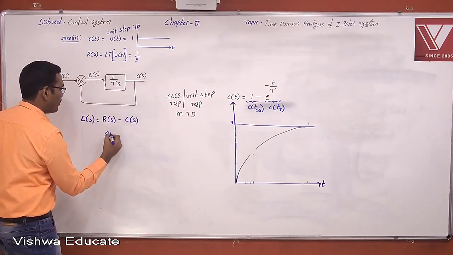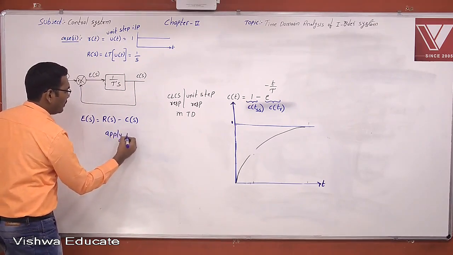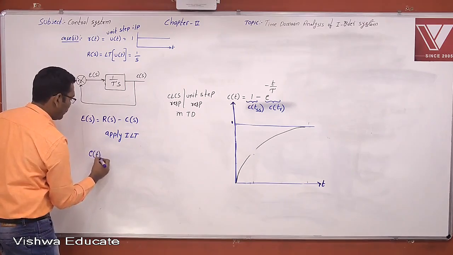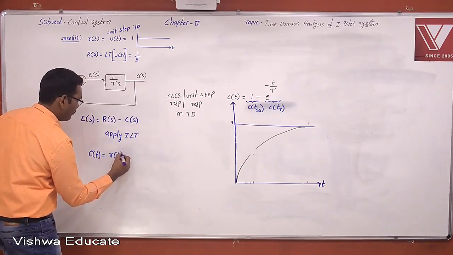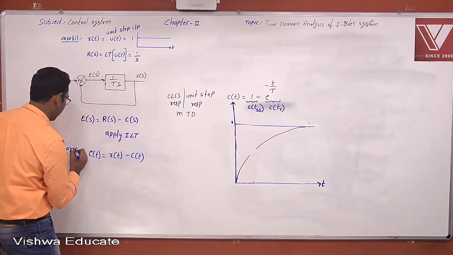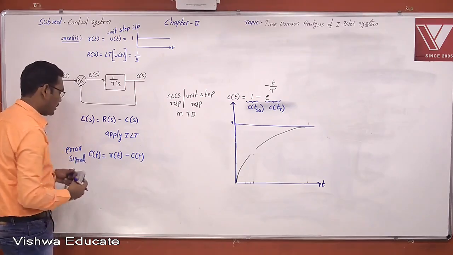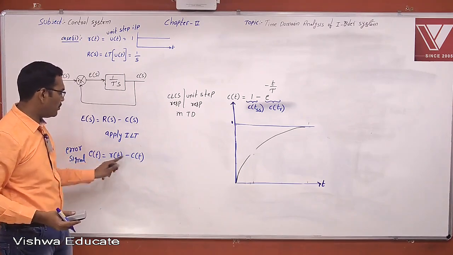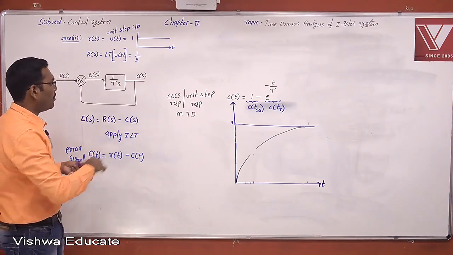But I want it in the time domain, therefore apply the inverse Laplace transformation. Therefore E of t is equal to R of t minus C of t. This is the error definition. This is the error signal. The error signal is nothing but the deviation of the output or processed output from the reference level. Now, can you find the error?